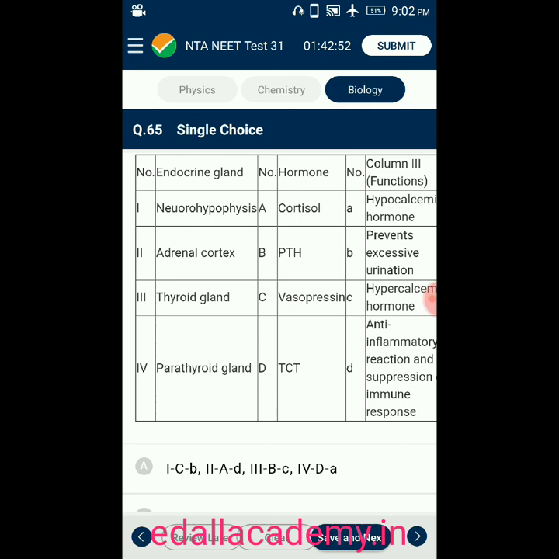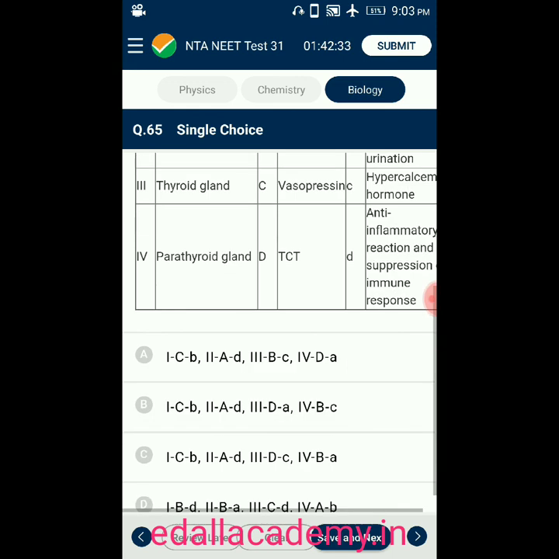Fourth one, the parathyroid gland secretes parathyroid hormone, also called PTH. It is responsible for reabsorption of calcium from the bones and also prevents urinary excretion of calcium. Hence, it is a hypercalcemic hormone. So, the correctly matching option is option B.